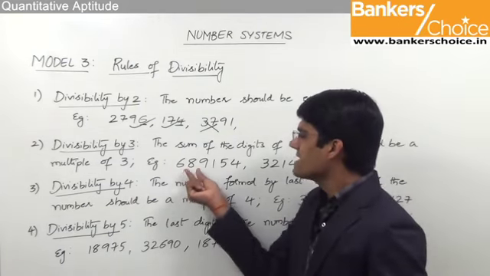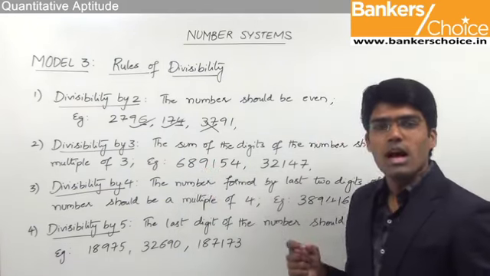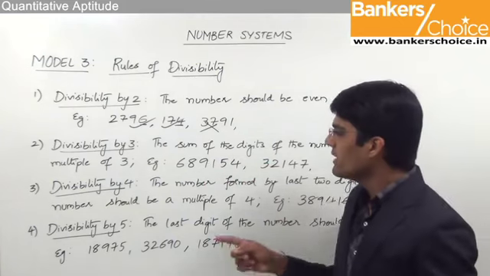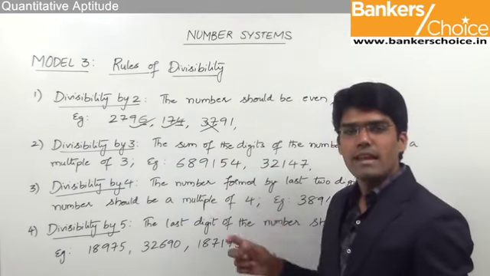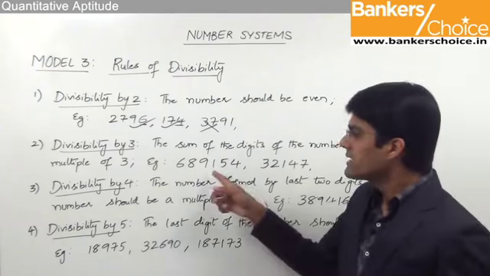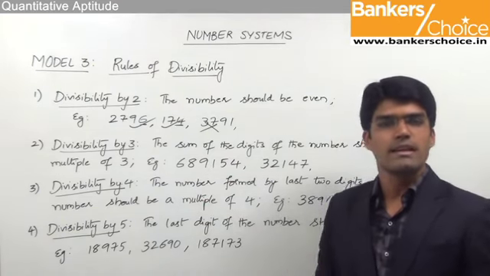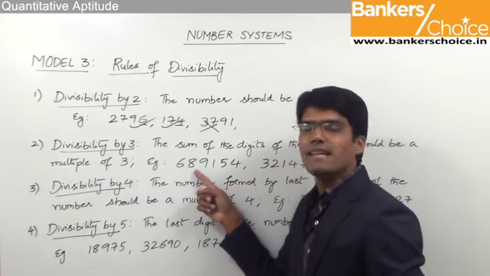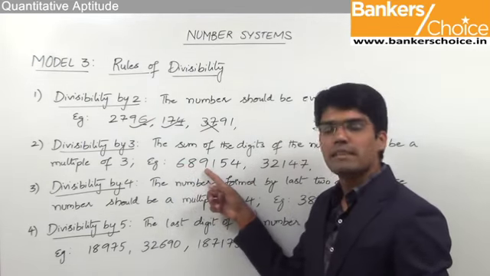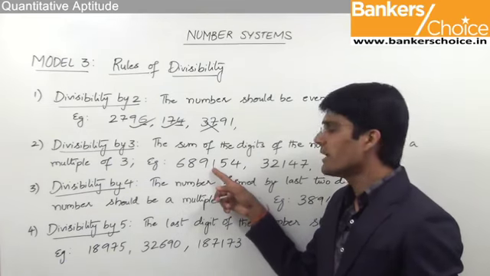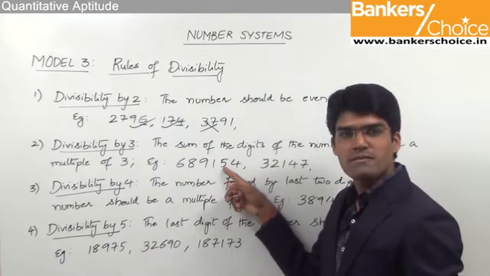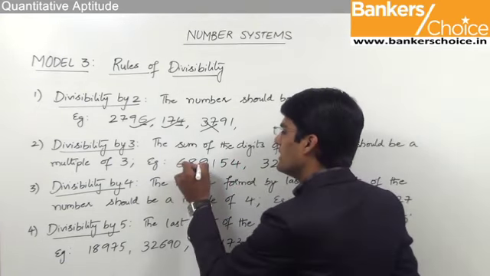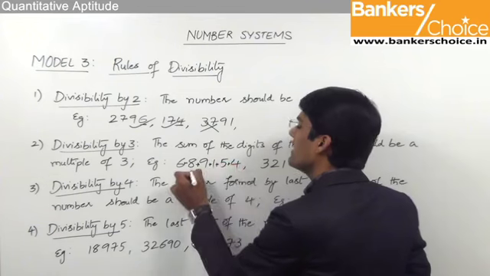Now let's say the given number is 689154. How to check whether the given number is divisible by 3 or not? What we do here is add all the digits. And the sum, if it is a multiple of 3, this number is divisible by 3. Otherwise, it is not. Let us check what is the sum of these digits. 6 plus 8 is 14. 14 plus 9 is 23. Plus 1 is 24. 24 plus 5 is 29. 29 plus 4 is 33. That means the sum of all these digits here comes out to be 33.